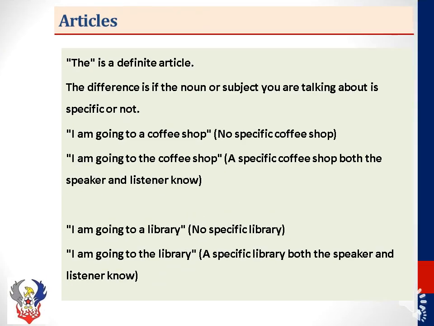The is a definite article. The difference is whether the noun or subject you are talking about is specific or not. I am going to a coffee shop: no specific coffee shop. I am going to the coffee shop: a specific coffee shop both the speaker and listener know. I am going to a library: no specific library. I am going to the library: a specific library both the speaker and listener know.